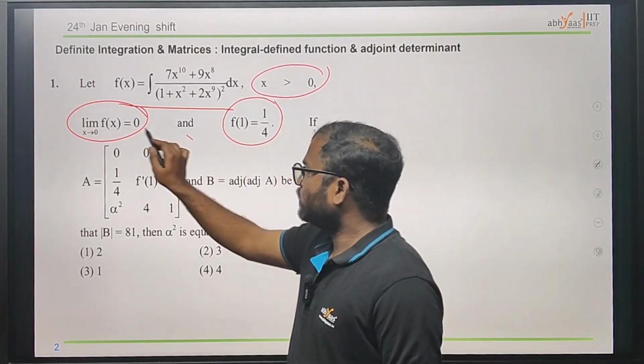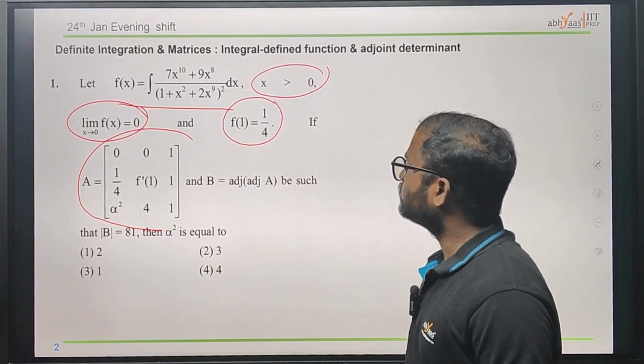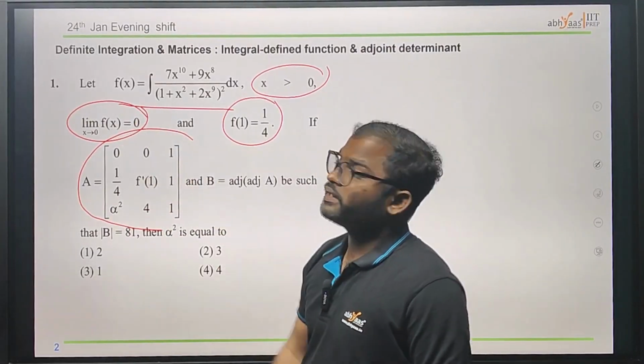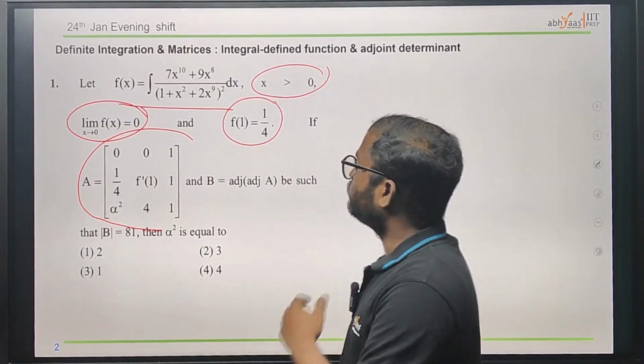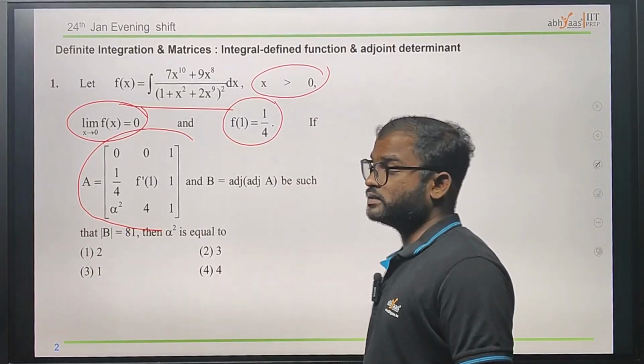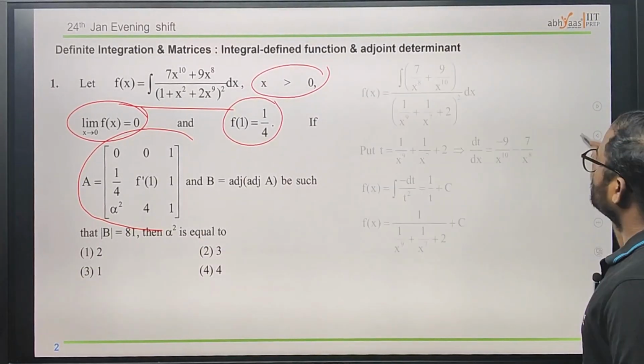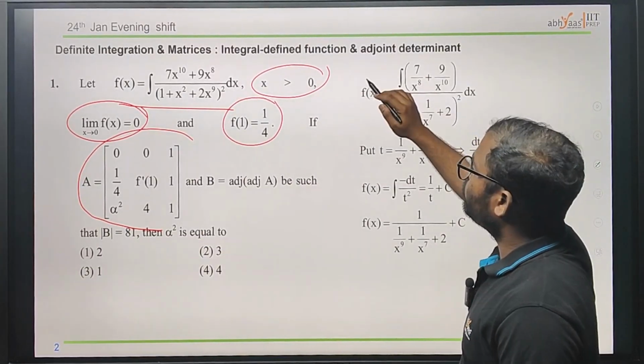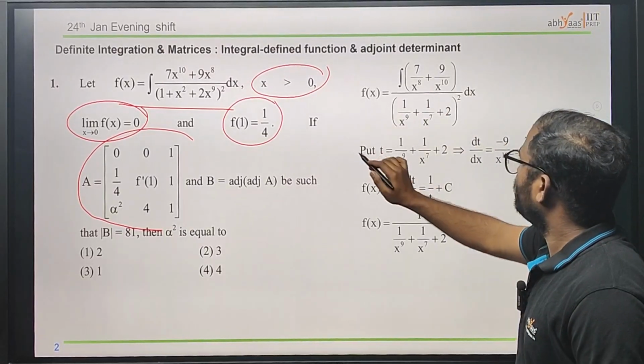If you observe, they have given one more thing, which is a matrix. First, in order to find this, we need to find f of x, which means we first need to find the integration of it. It is a lengthy problem. Firstly we need to find f of x, which will be a very lengthy process.